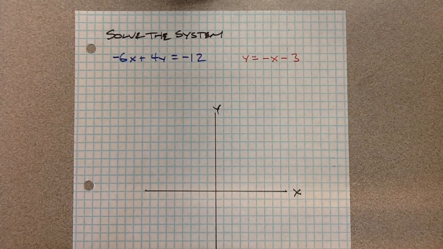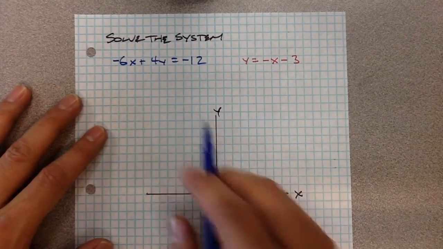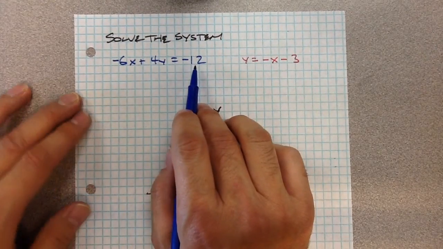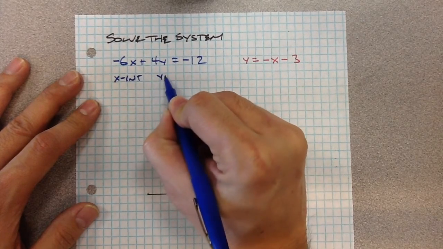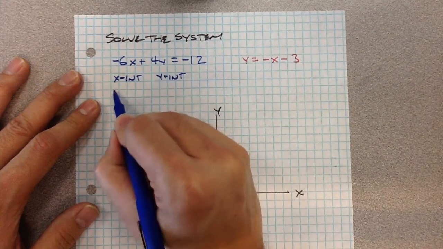All right, so let's take a look at this problem that you tried out on your own. Now, if you remember everything from chapter 4, then for this equation in blue, the best way to graph this one would be to find the x-intercept and the y-intercept by plugging in zeros.